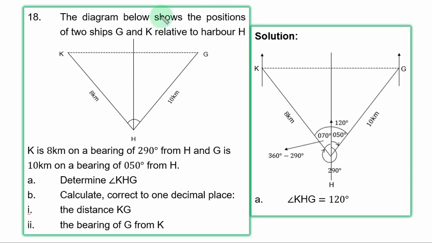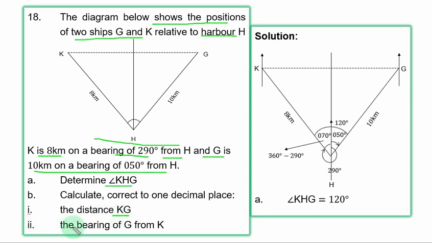Example 18. The diagram below shows the positions of two ships G and K relative to harbor H. K is 8 kilometers on a bearing of 290 degrees from H, and G is 10 kilometers on a bearing of 050 degrees from H. A part of the question, determine angle KGH. B part, calculate correct to 1 decimal place, Roman figure 1, the distance KG.